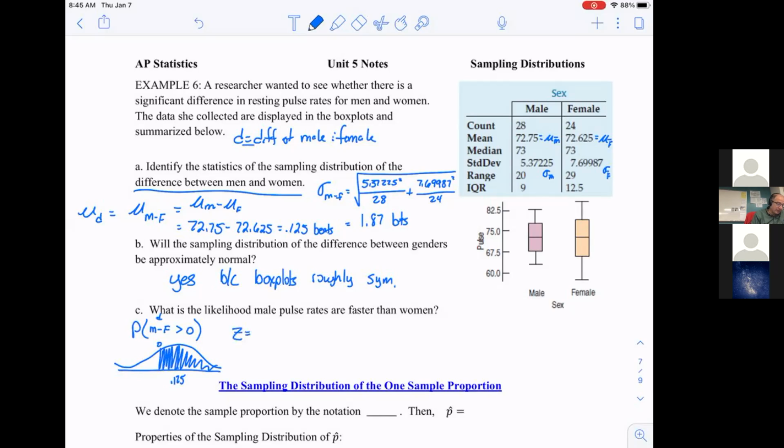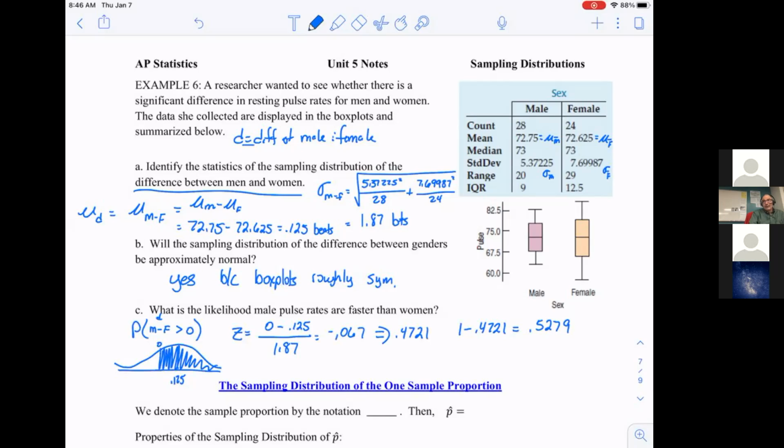So we're going to convert that to a z-score. The observed is 0, we expect that difference to be 0.125, and my standard deviation is going to be that 1.87 that we pulled in from above. That means we get a negative 0.067, which we can convert into 0.4721. But because it's a right-hand tail, we have to subtract that from 1. That means we're going to have 0.5279.